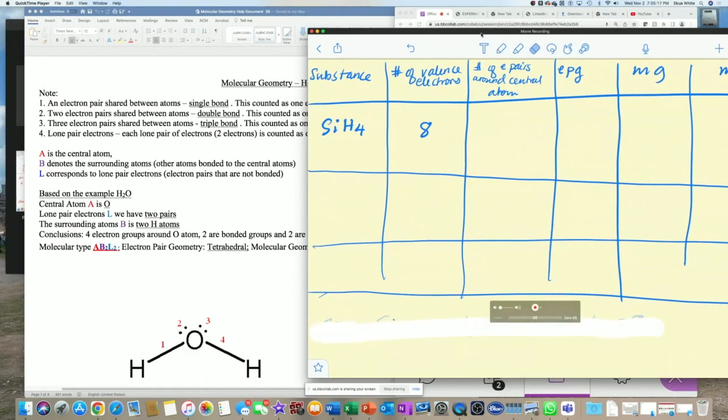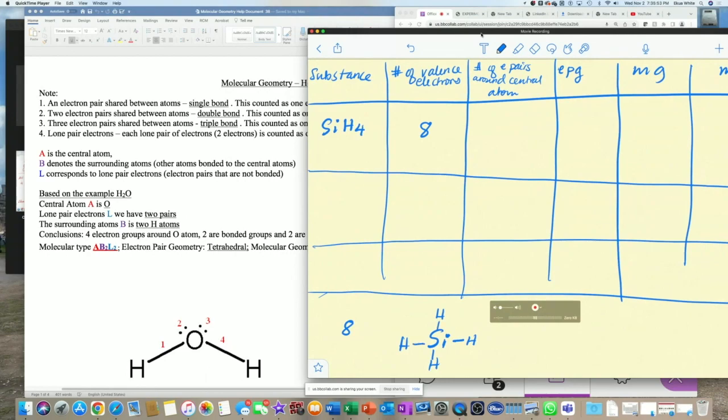So I'm going to use the same space I have down here to answer all the questions. Since we have 8 electrons to work with, silicon will be in the center because we only have one silicon and 4 hydrogens. And then the 4 hydrogens will surround the silicon. The Lewis rules say form single bonds between the central atom and the surrounding atom using 2 electrons each time. I'll use 2 electrons to form a single bond here, single bond here, single bond here, single bond here.